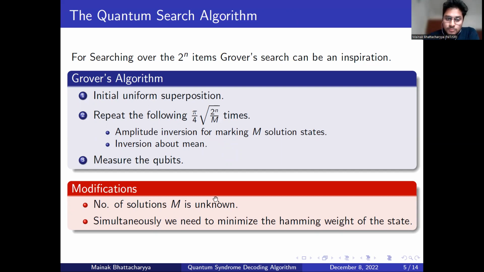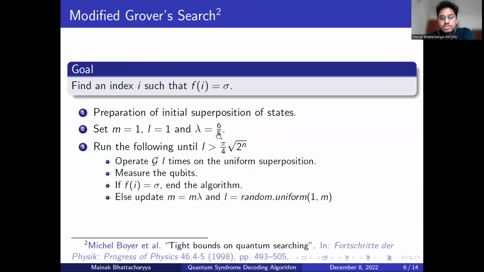But in our problem, the number of solution states is unknown, because that is our goal: to search for the minimum weight solution, and we initially don't know how many error vectors satisfy that certain condition. So initially that is unknown. Also, we need to minimize their weight while searching through the database. So there are two conditions that should be satisfied, and for that, the optimal number of iterations cannot be known beforehand. For that, we approximate this number of iterations through this modified Grover search.